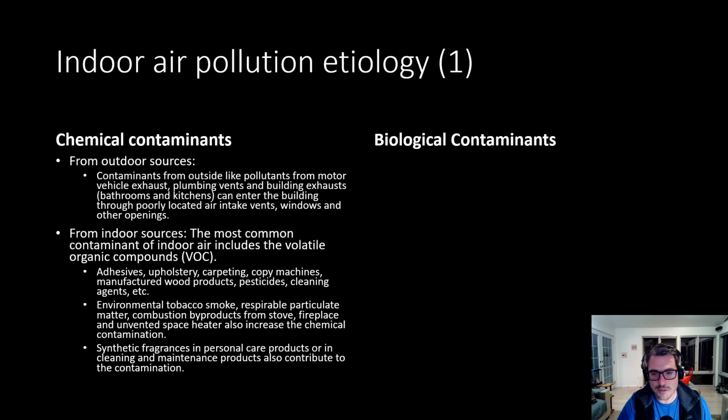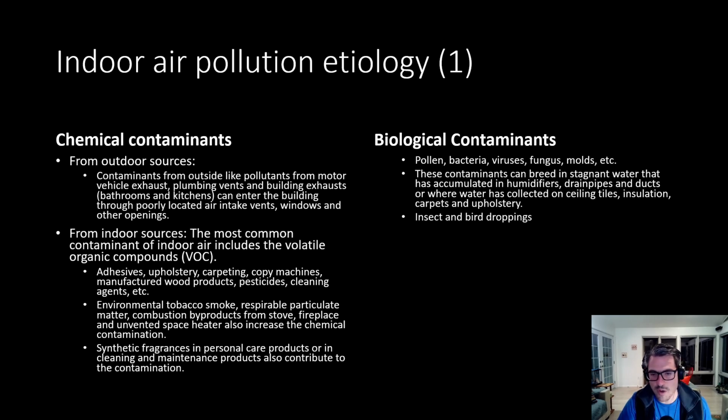indoor air pollution. There are a number of biological or natural contaminants as well, things like pollens, bacteria, viruses, fungi, and oftentimes molds, which are the most caustic. These contaminants can sometimes be associated with stagnant water that has accumulated behind things such as humidifiers or drain pipes, but they can also come from sources such as insects or bird droppings.